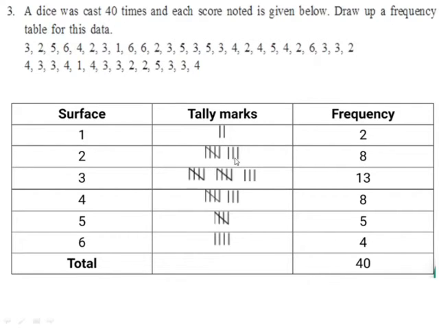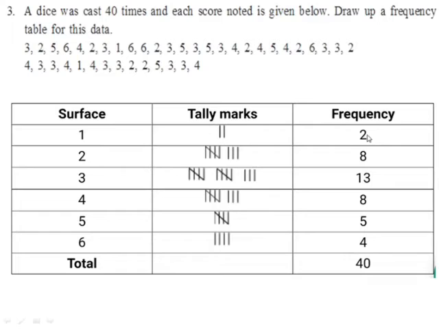Here 5 plus 3 is 8. That is, 2 appeared 8 times on the top surface of the dice. Then here 5, 10 and 3, 13. That is, 3 appeared 13 times on the top surface of the dice. Now here 5 plus 3 is 8, therefore the frequency is 8. Here it is 5 and now the frequency is 4. So in this way you will count the tally marks and write the frequency for every score.